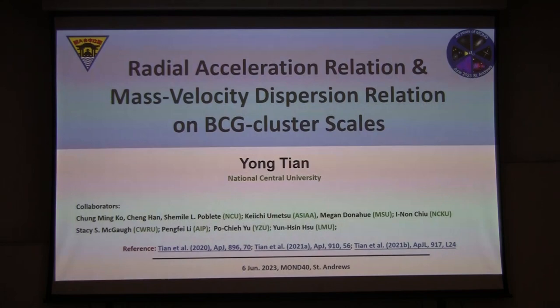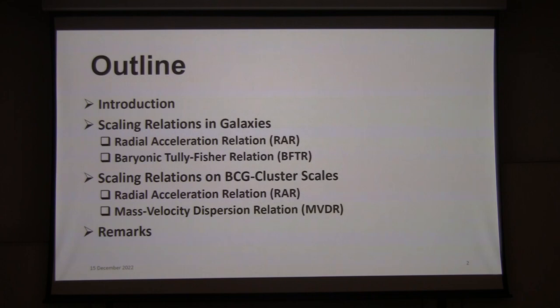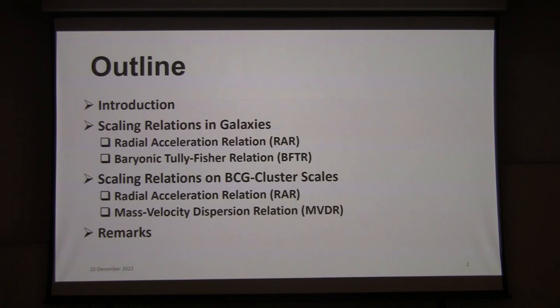This work was based on three of our previous works. In addition, we have another one in submission. This is the outline. First, I will briefly introduce this work, the background, and we will talk about the so-called scaling relation in galaxies. As we know, for the radial acceleration relation and the baryonic Tully-Fisher relation, here we investigate the similar correlation on the BCG and cluster scale.